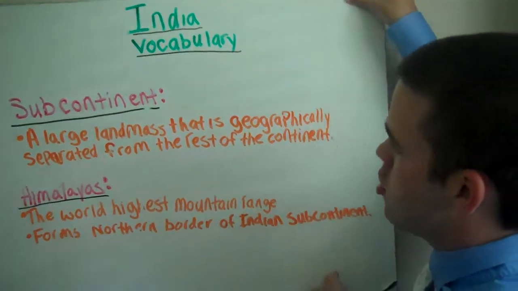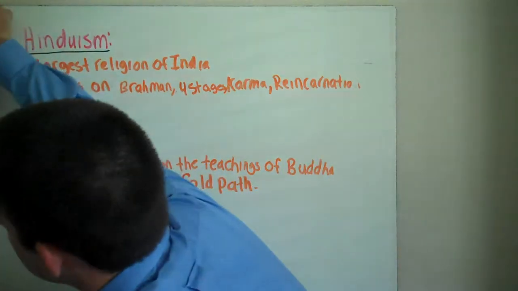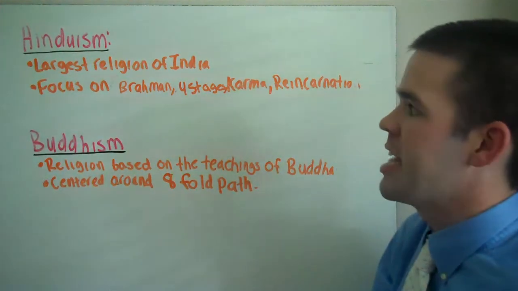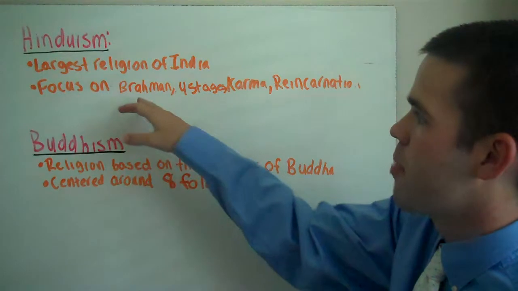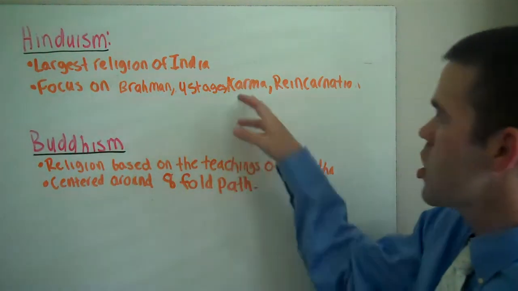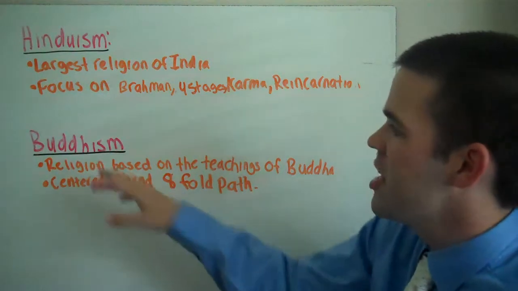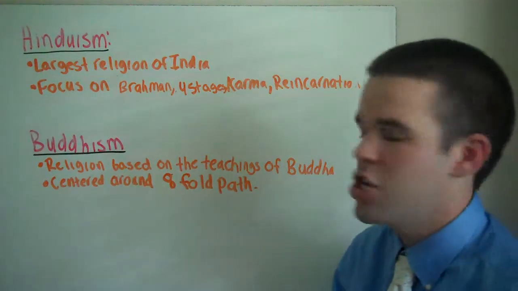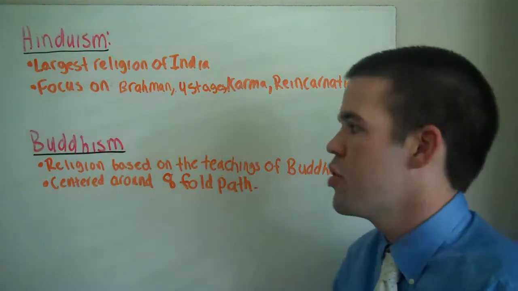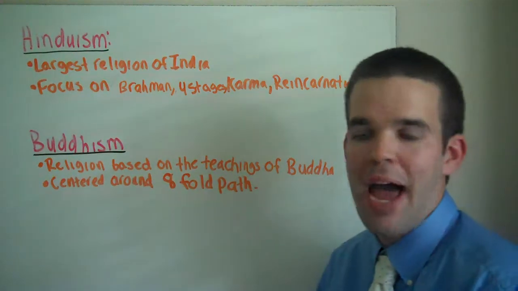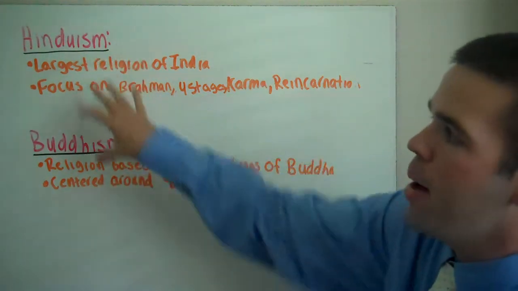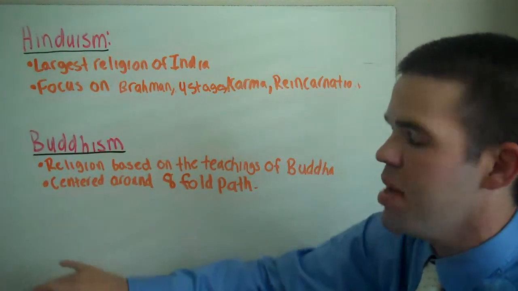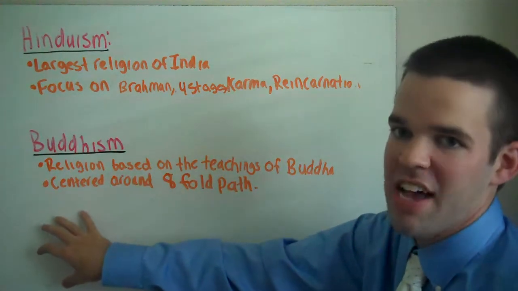Let's move on to the 2 most famous religions of India. You have Hinduism. Hinduism is the largest religion of India. Its focus is on the Brahman, the 4 stages of life, karma, and reincarnation. Buddhism is a religion that started in India and later spread to the Far East, China, and Japan. It is based on the teachings of the Buddha. It is centered around the Eightfold Path and the 4 Noble Truths. We will talk about both of these religions one day apiece. We'll spend a day on Hinduism, and we will spend a day on Buddhism as well.